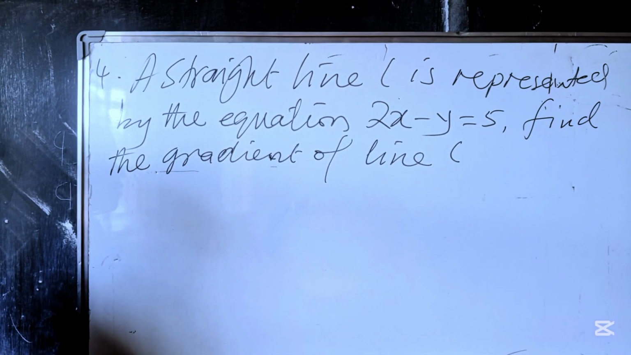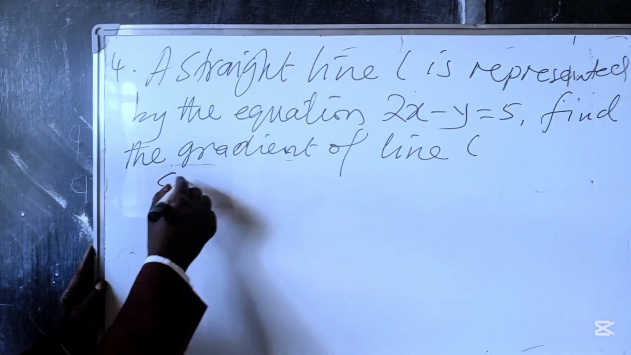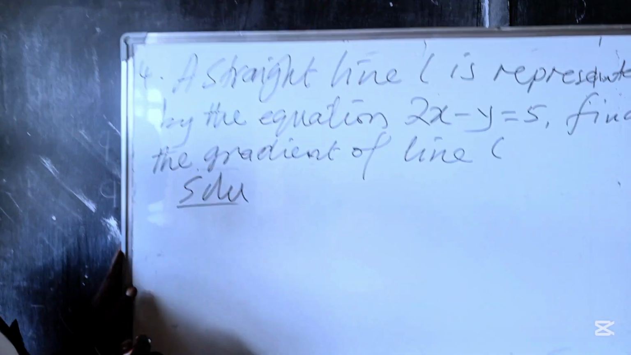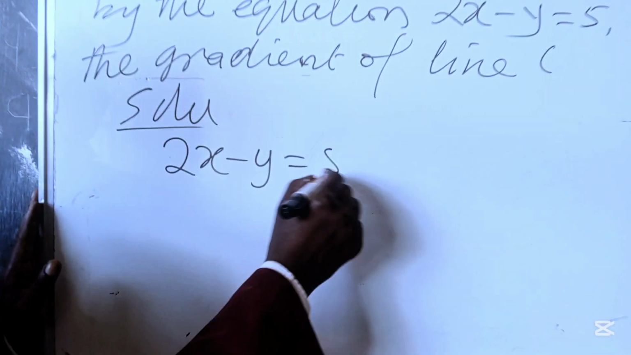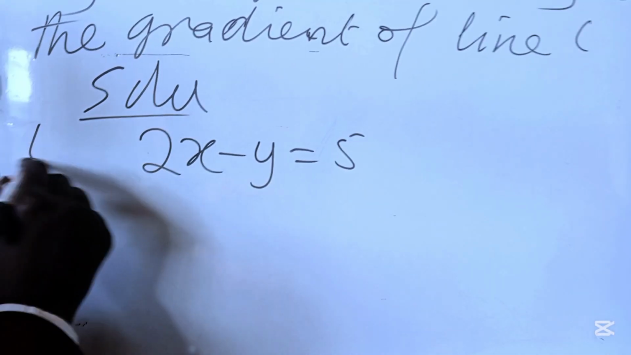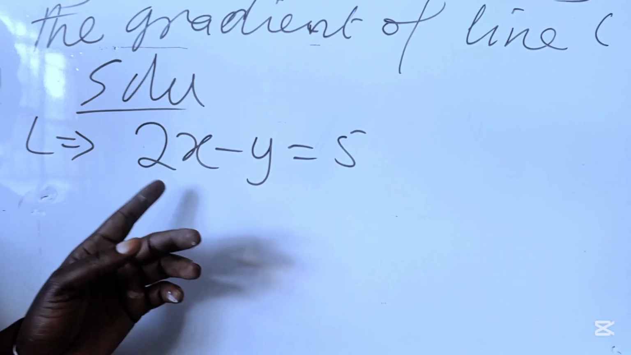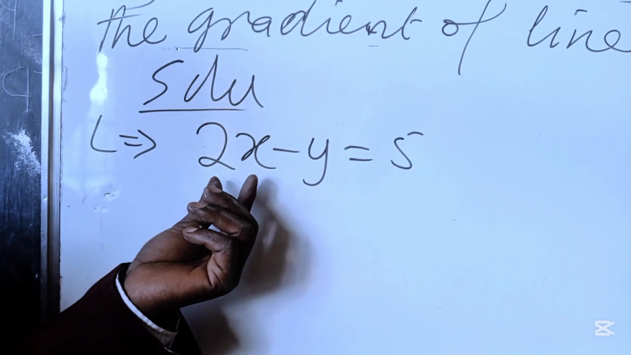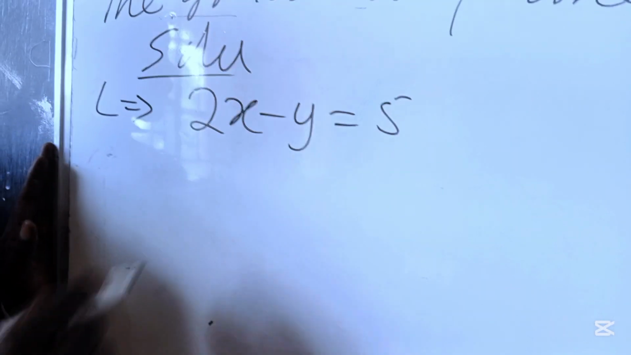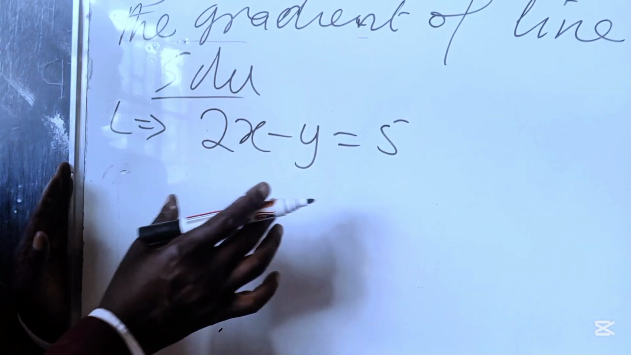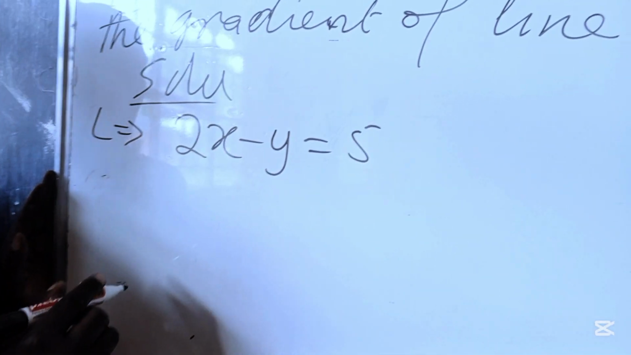And ladies and gentlemen, fellow viewers, when you are given such a question, how do we answer it? Rule number 1, of course, this is what you are given. This is my line L. The name of this equation of this line is called 2x minus y equals to 5. So now it's not in standard form. So you have to express this equation in standard form.